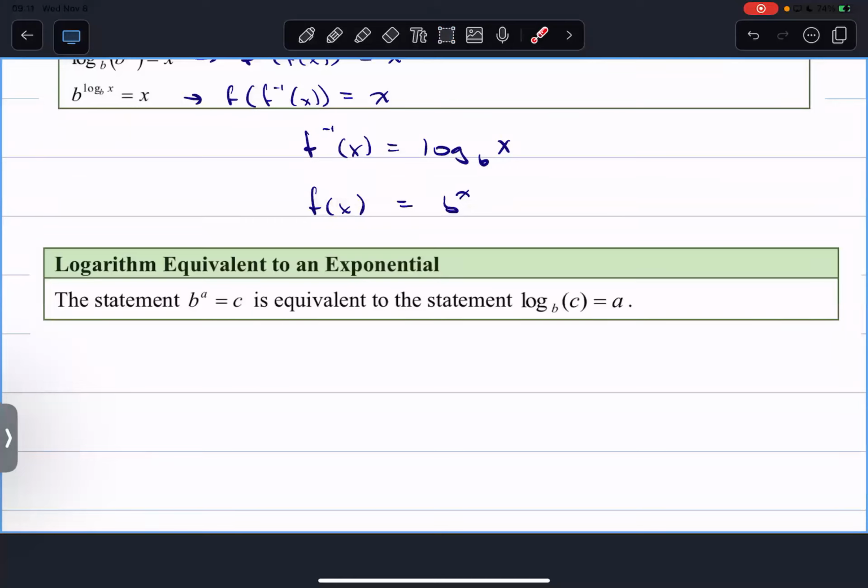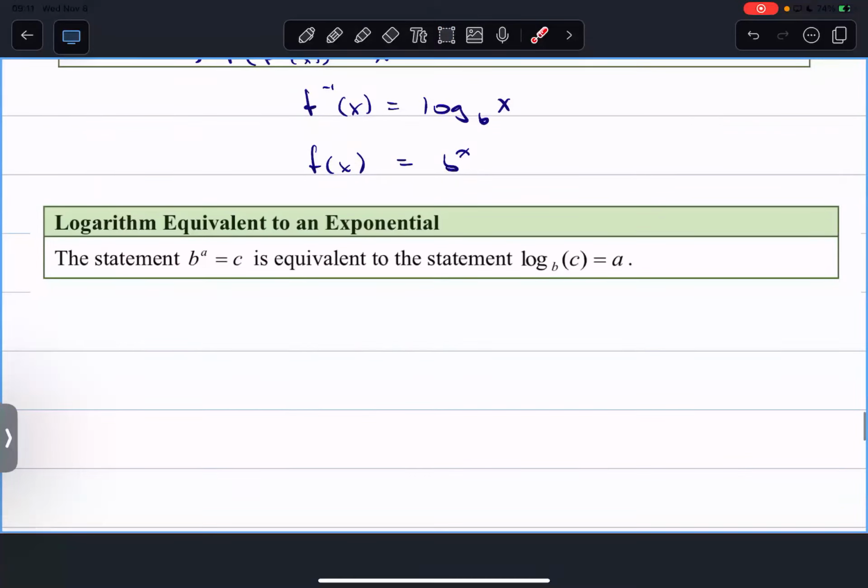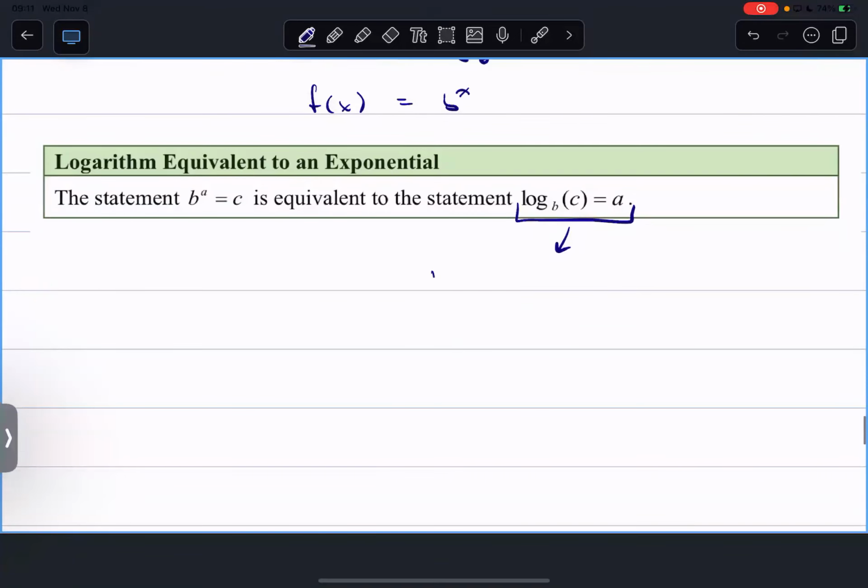I always enjoyed exponents and logs because there are rules, and as long as you know the rules, then you can do anything. But this part, for some reason, I just couldn't wrap my head around it. I don't know why. I can't explain it now. But b to the power of a is equal to c is equivalent to log base b of c is equal to a.